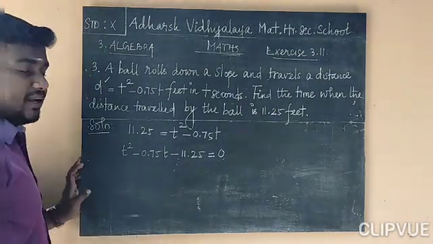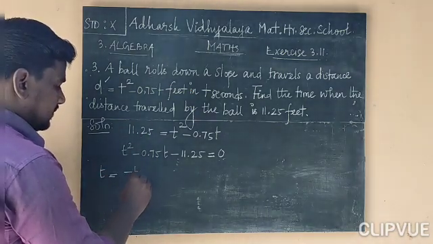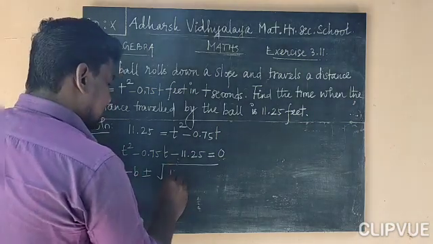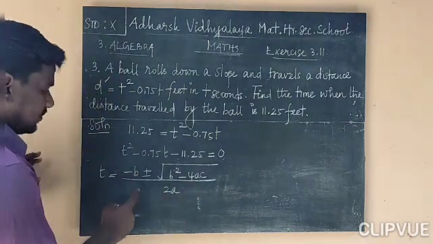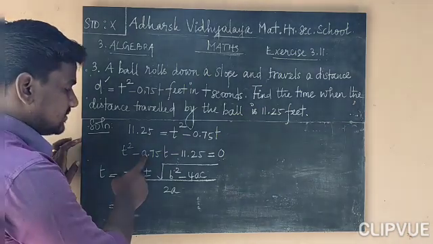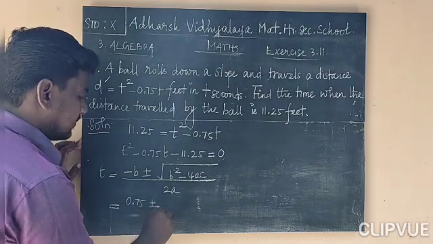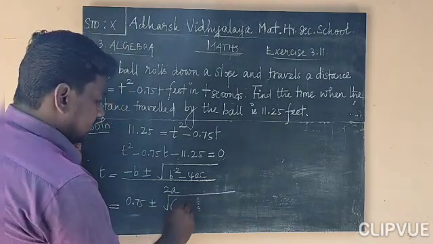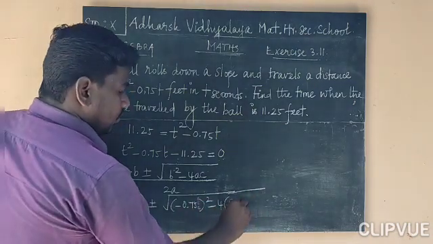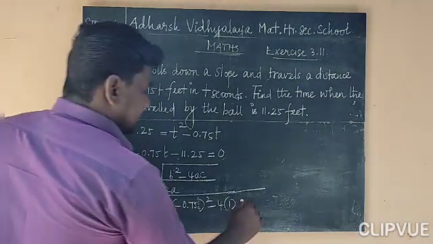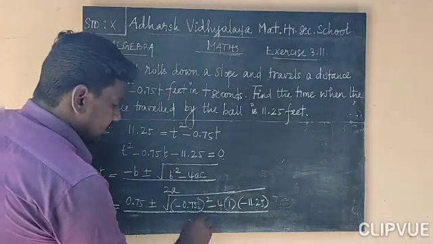Okay, so we can apply the formula method here, that is t is equal to minus b plus or minus root of b square minus 4ac by 2a. So b, that is the coefficient of t, is minus 0.75. So minus into minus plus 0.75 plus or minus root of minus 0.75 whole square minus 4 into a value 1, the coefficient of t square is 1, and c value minus 11.25, whole divided by 2 into 1.